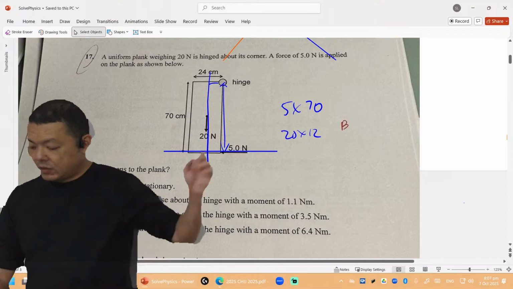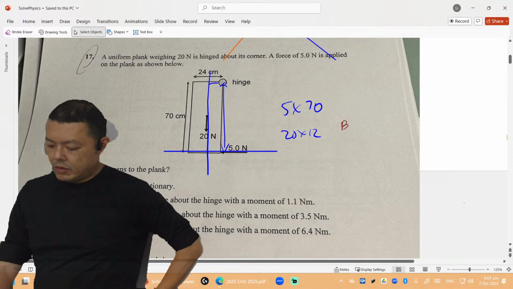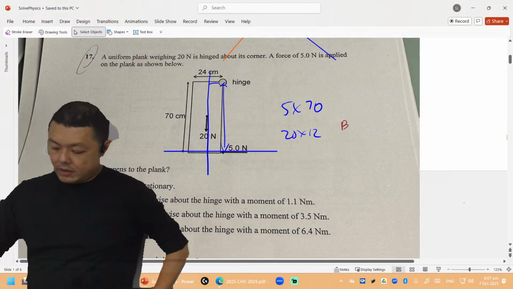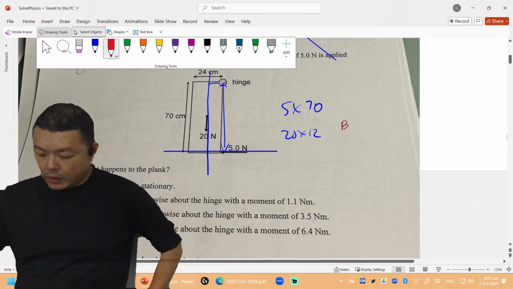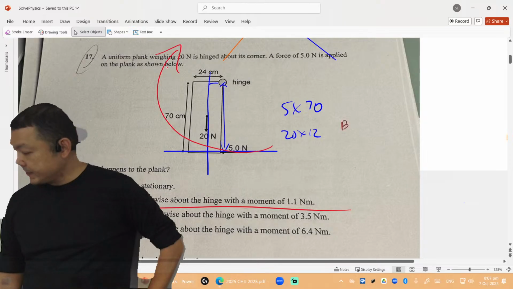350. That's 350, this one 240. So the 350 will be bigger. So it will rotate clockwise. There will be a clockwise rotation. And there's only one answer that says clockwise rotation. So it'll be this, right?